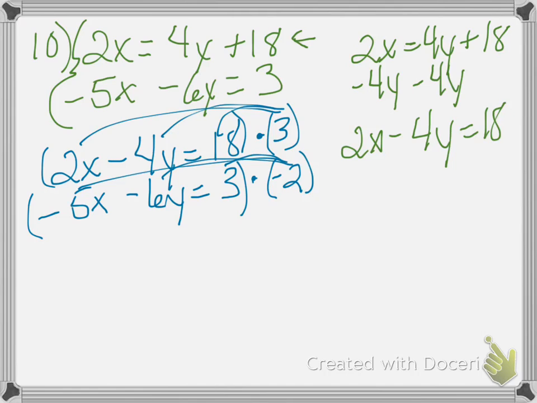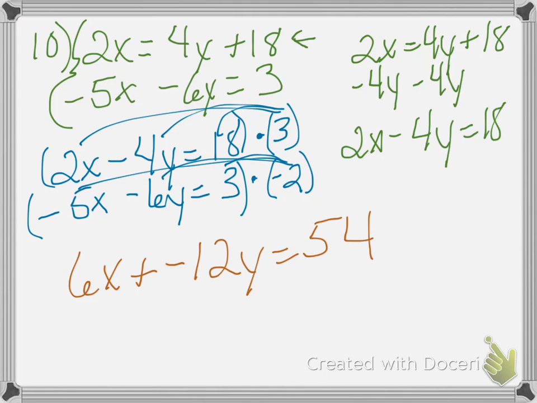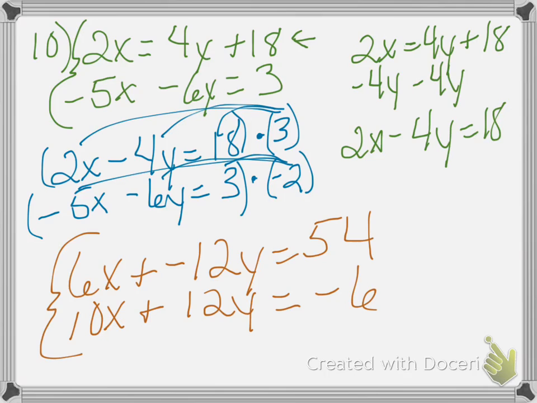All right, so what do I end up with on the top? 6x plus -12y equals 54. And what do I end up with on the bottom? 10x plus 12y equals -6. Okay, so this is my new system. Clearly, I'm going to have to go to the next page. I'm out of room.